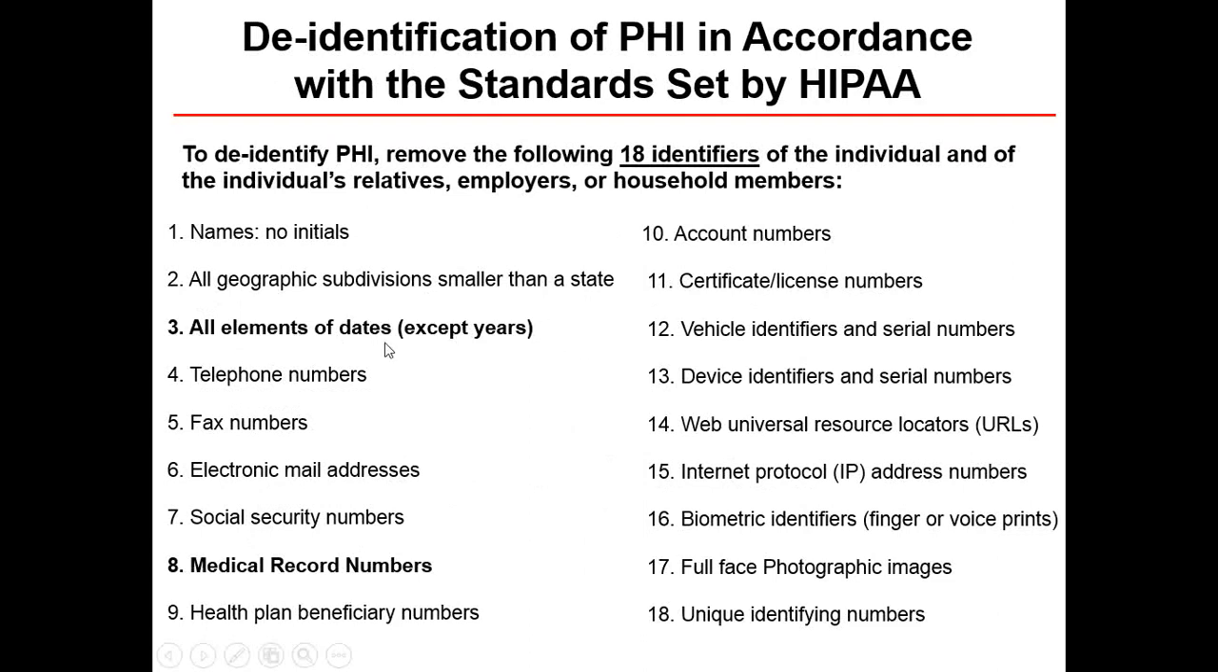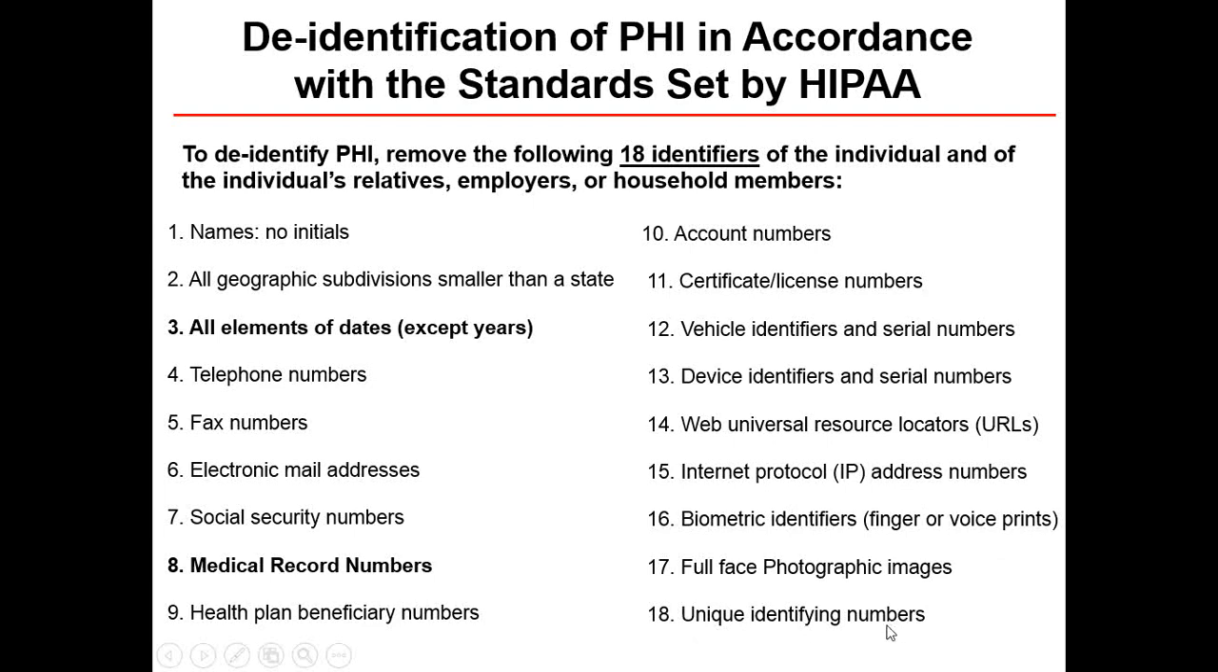All elements of dates, except for years, telephone numbers, fax numbers, electronic mail addresses, social security numbers, that makes sense, medical record numbers, health plan beneficiary numbers, account numbers, certificate or license numbers, vehicle identifiers and serial numbers, device identifiers and serial numbers, web universal resource locators, internet protocol addresses, biometric identifiers, finger or voice prints. Of course, full face photographic images are not allowed. And 18, that's a tricky one. It's actually unique identifying numbers.